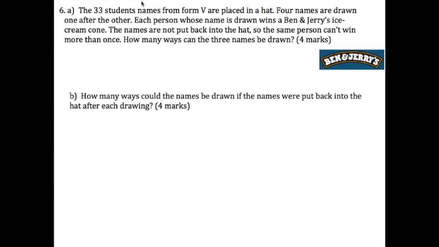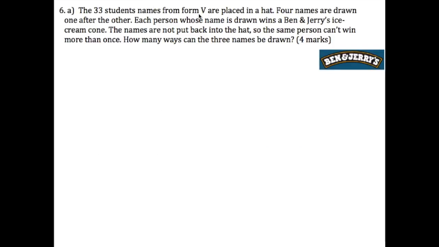Question number 6. The 33 students' names from Form 5 are placed in a hat. 4 names are drawn, one after the other. Each person whose name is drawn wins a Ben & Jerry's ice cream cone. The names are not put back into the hat, so the same person can't win more than once. How many ways can 4 names be drawn?